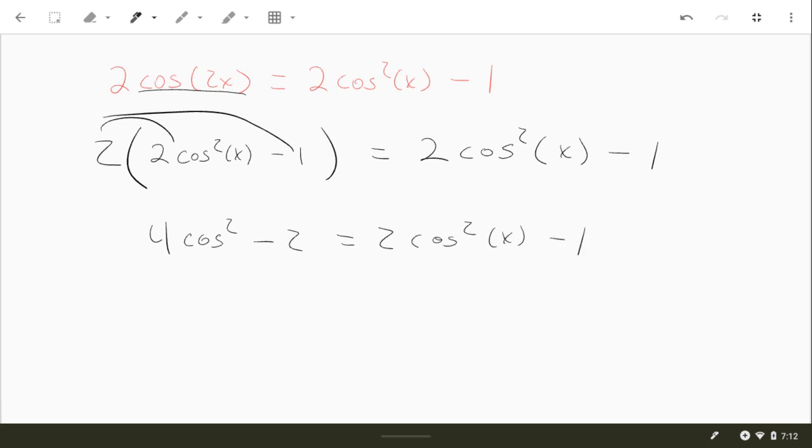All right, and then we want to move all of our terms to one side real quick. So I'm going to subtract 2 cosine squared of x from both sides. So that's going to give me a 2 cosine squared on the left side. And I'm also going to add 1 to both sides, so that negative 2 will become a minus 1.